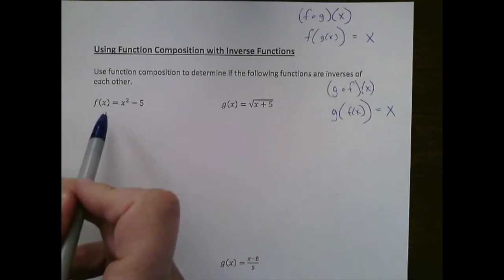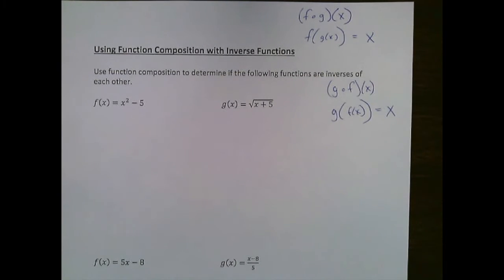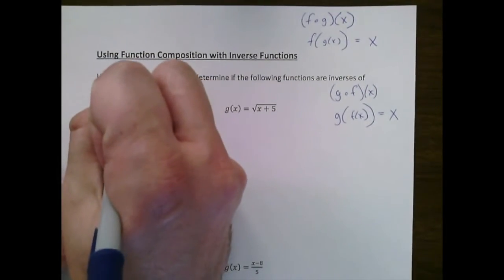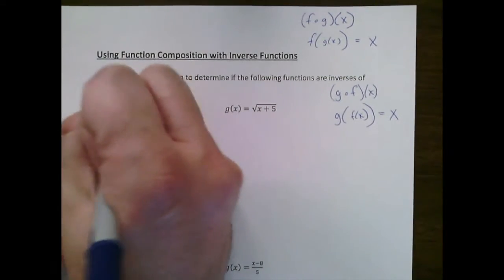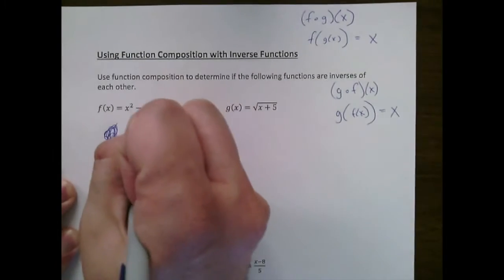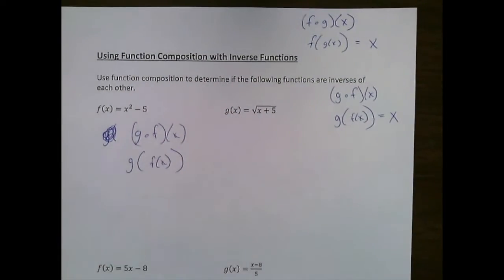So I have f of x equals x squared minus 5, g of x equals the square root of x plus 5. What I'm going to try and do is use function composition to determine, are they inverses of each other, yes or no. I'm just going to start with g of f of x. Essentially what that means is I'm going to take the f function and plug it into the g function, g of f of x.